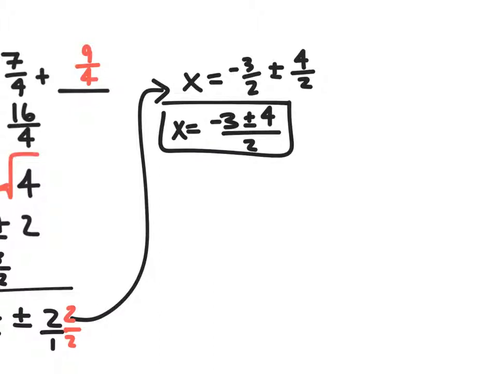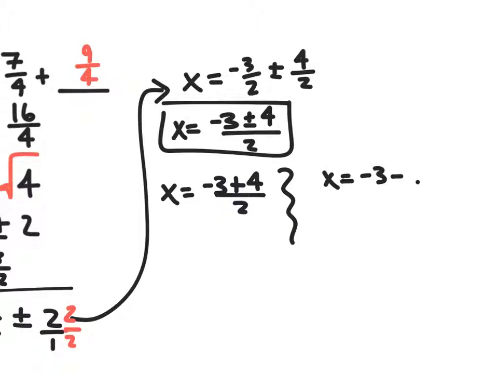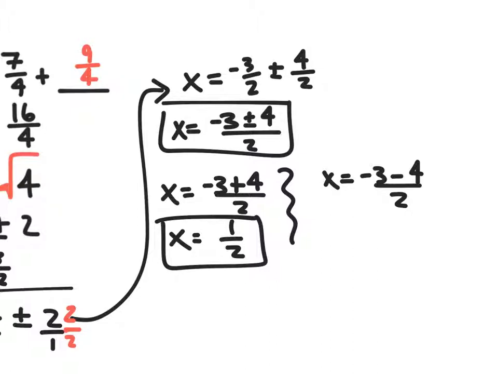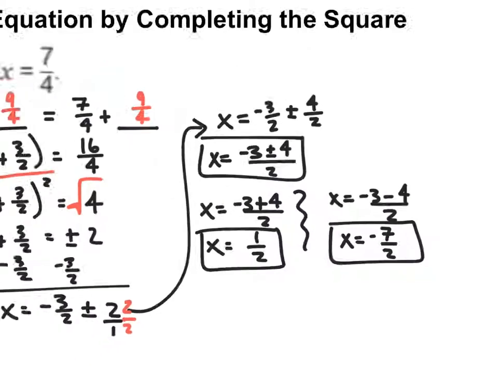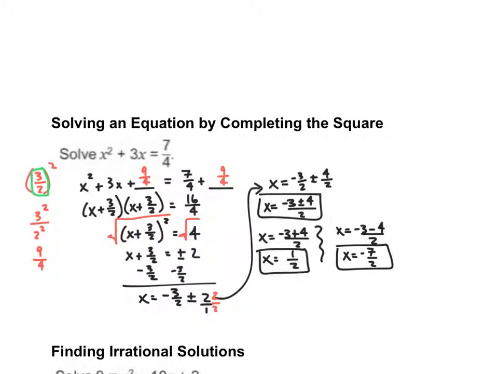Okay, we're going to write out two different equations. x equals negative 3 plus 4 over 2. And we're going to write x is equal to negative 3 minus 4 over 2. Now, negative 3 plus 4 is going to give me positive 1 half as my first answer. Over here, negative 3 minus 4 is going to give me negative 7 halves. And those are my answers. Okay, so doing this the other way and factoring this isn't going to happen. Okay, but we can do completing the square to help us arrive at our answers.